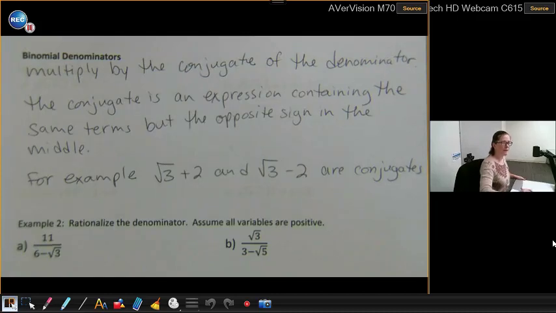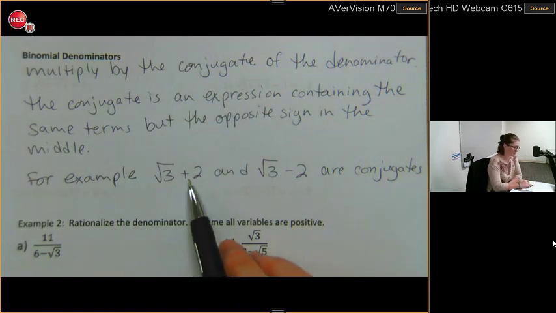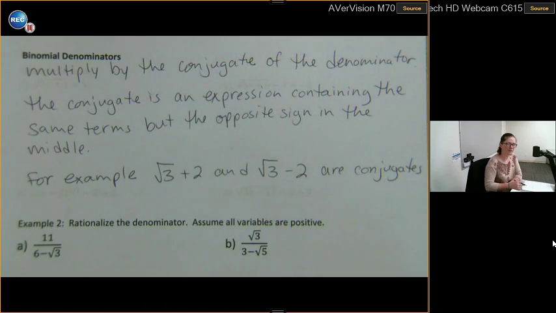So finishing up 9.6, what happens when we have a binomial denominator? When we have a binomial denominator, we're going to multiply by the conjugate of the denominator. The conjugate is an expression containing the same terms but with the opposite sign in the middle. For example, the square root of 3 plus 2 and the square root of 3 minus 2 are conjugates.